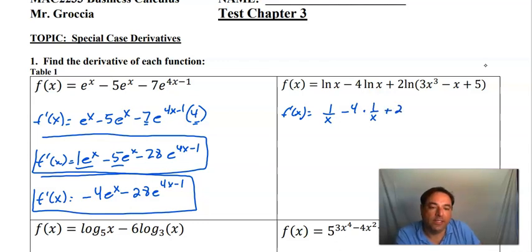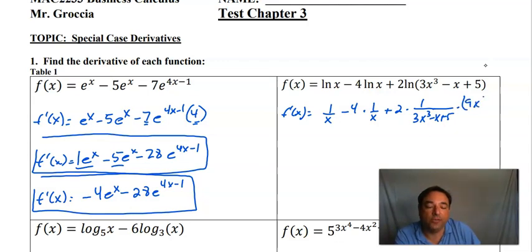Now, a little more complicated. ln of 3x cubed minus x plus 5, it would be 1 over whatever you're taking the ln of, 3x cubed minus x plus 5, times the derivative of that. So the derivative of 3x cubed is 9x squared. The derivative of minus 1x is minus 1, and the derivative of 5 would be 0.